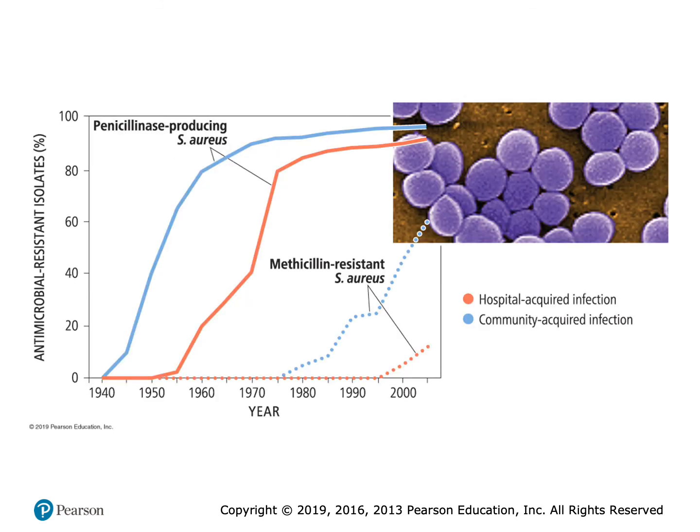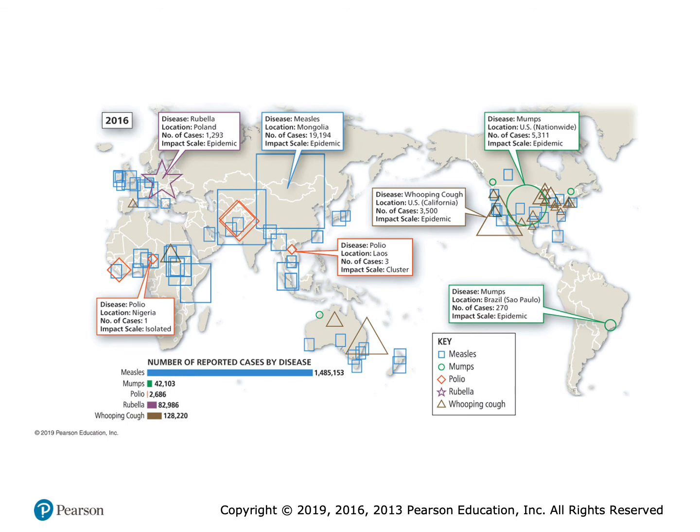This is showing the rise of antibiotic resistance. Over time, many bacteria are becoming more and more resistant to antibiotics. Vaccine preventable outbreaks: this shows outbreaks within the world that would have been prevented if everyone had this herd immunity buffer of vaccination.